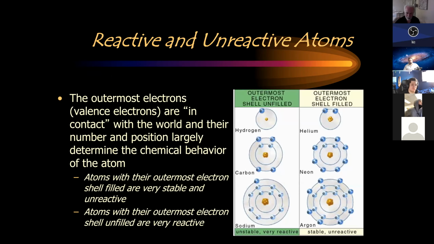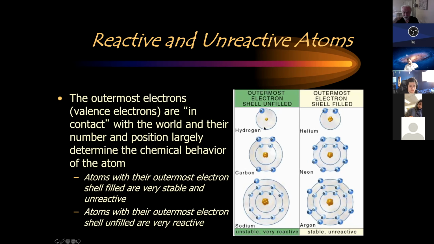The outermost electrons are called valence electrons. They're the ones that are in contact with the exterior, with the world. And their number and position determines the chemical behavior of the atom. So atoms with the outermost electron shell filled are stable. They won't react with anything. And if their outer shell is unfilled, they can be reactive, in some cases very reactive.